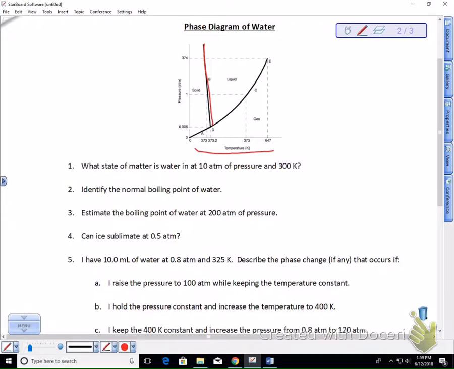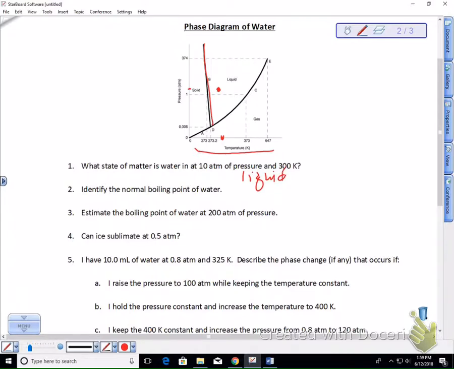Number one, what state of matter is water in at 10 atmospheres and 300 Kelvin? Well, we just need to find that data point and see where it fits. 10 atmospheres, let's say it's about right here. And 300 Kelvin, let's say that's about right here. So we will approximate that data point to be about right there. So we would find water to be a liquid under those conditions.